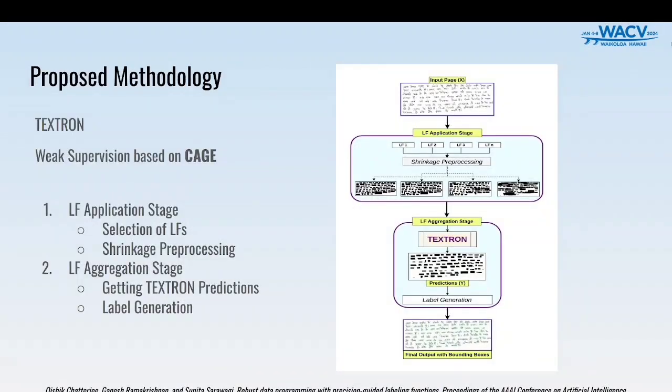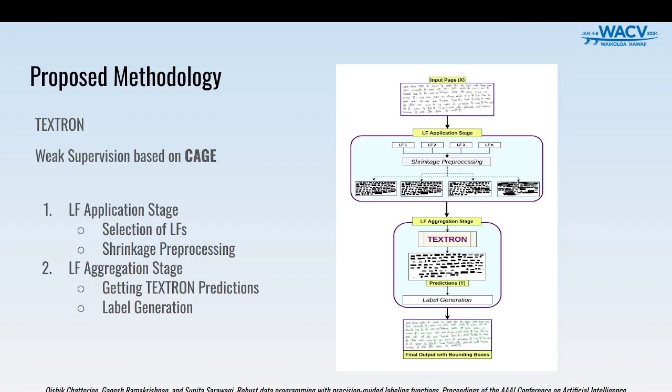And it is the interplay of a lot of labeling functions which actually leads to an aggregation, or to the usage of Textron in order to get a final prediction. As you can see in our proposed methodology, an input page goes through two major stages. One is the LF application stage, where a number of LFs are applied on the same input page to get their corresponding binary maps.